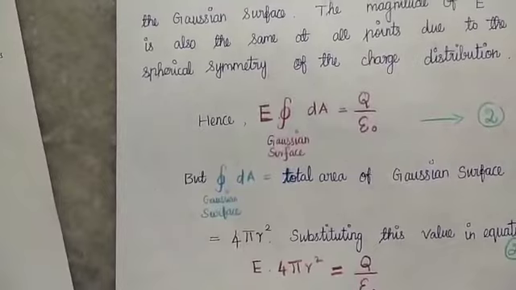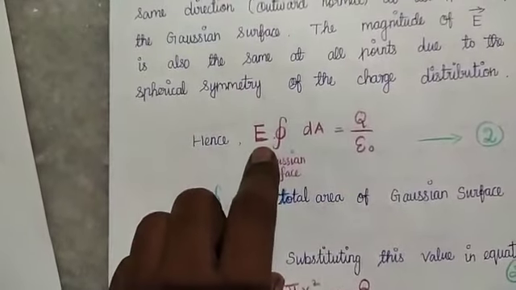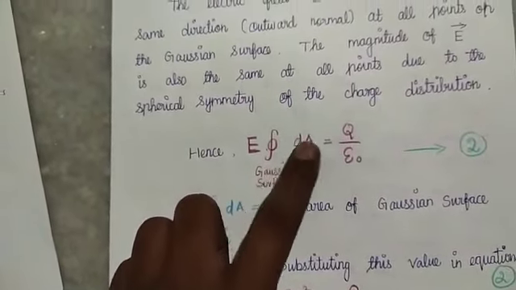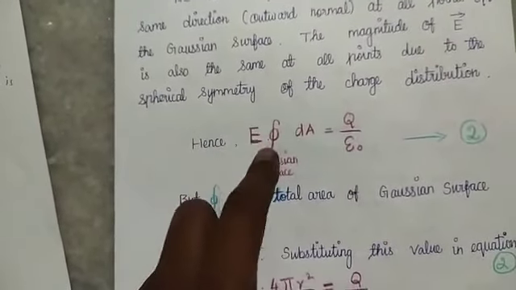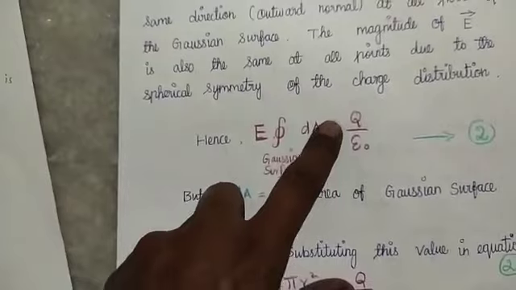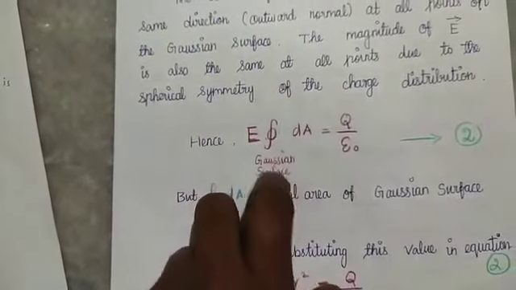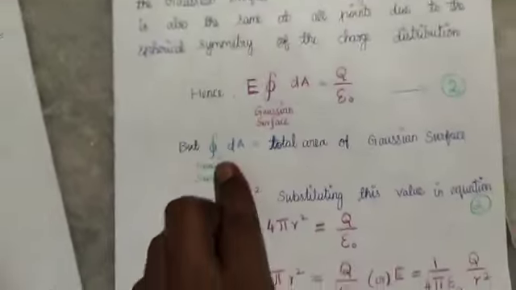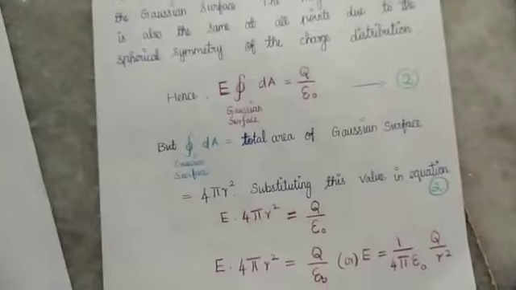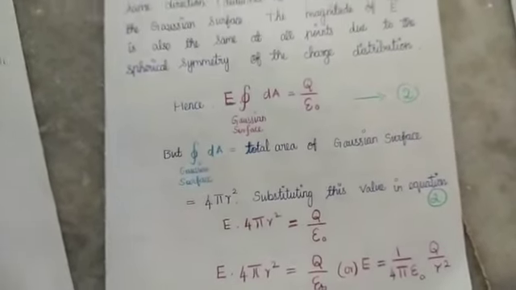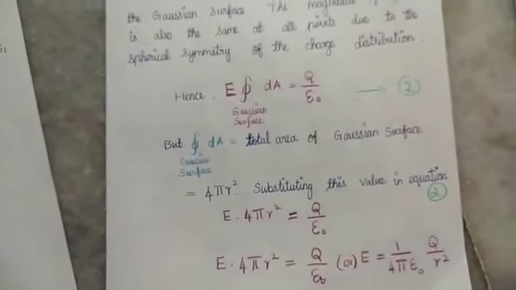Hence E into the closed integral of dA equals Q by epsilon naught. So E is taken out of the integral. The closed integral of dA vector is nothing but the total area of the Gaussian surface, or Gaussian sphere. That is dA, the total area.